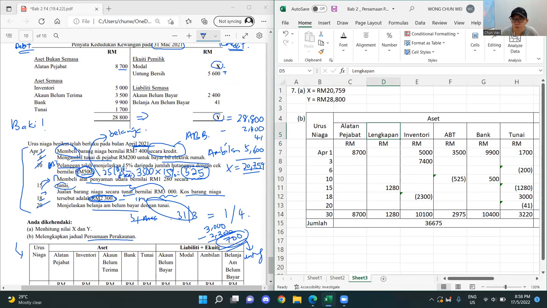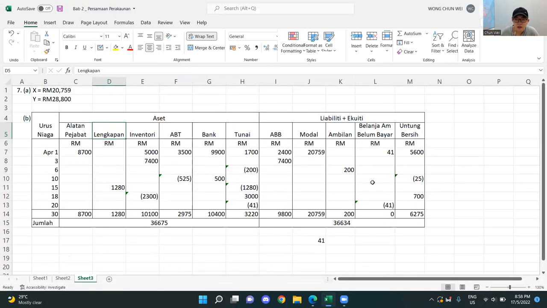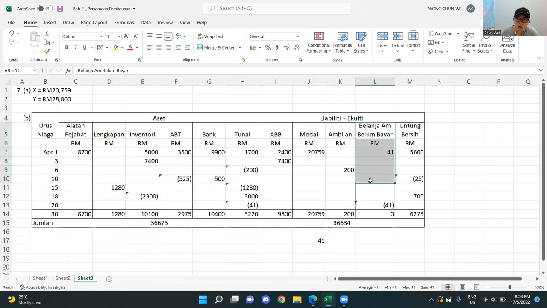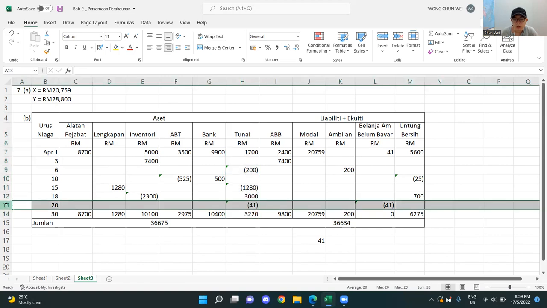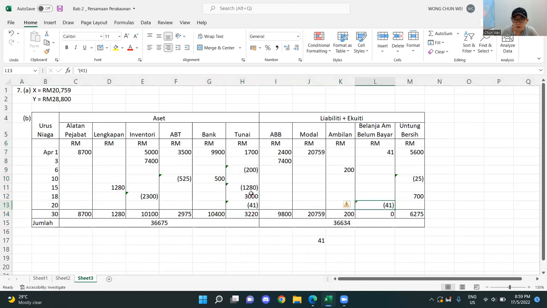Kan? Okay, so we go and check it again. So when we bayar, when we jelaskan belanjaan belum bayar, so we minus 41 ringgit. Correct? Betul, kan? Okay, and then dengan secara tunai. So when it is secara tunai, of course we have to minus 41 ringgit again in the tunai. So, tak ada salah. Right? Okay, when you check, you recorded it correctly on the asset side and also the liability side is betul juga.